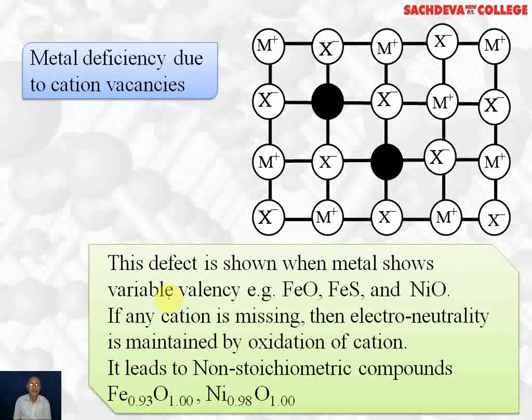Now, if any cation is missing, then electroneutrality is maintained by oxidation of cation. Suppose if any ferrous ion is missing, so two ferrous ions get oxidized to ferric ion to maintain electroneutrality. But it leads to non-stoichiometric compounds. For example, Fe0.93O1, Ni0.98O1. So these are the examples of non-stoichiometric compounds.